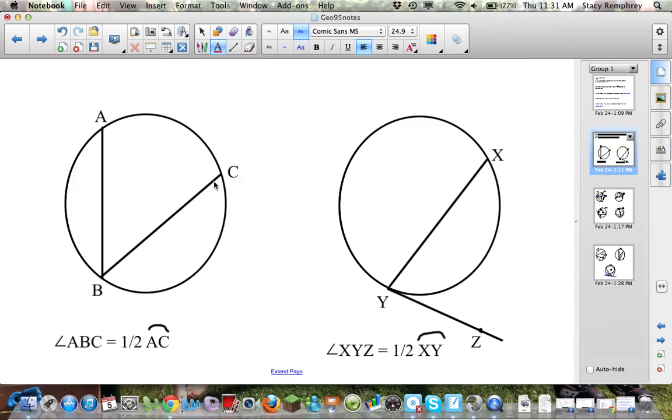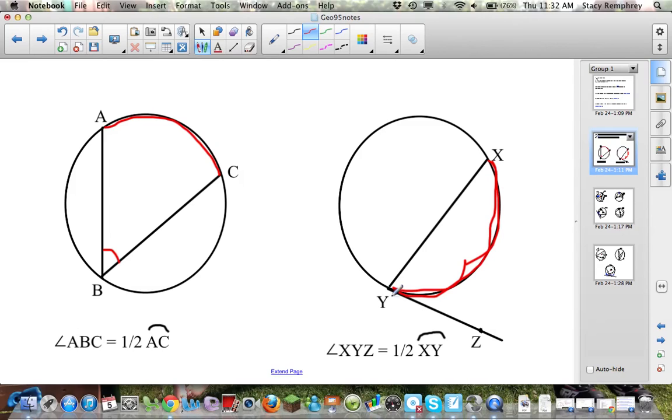Angle ABC is an inscribed angle. It's made of two chords with a vertex on the circle, and it's equal to half of arc AC. So this angle is equal to half of this arc. If you look at angle XYZ, think of it as a giant crocodile mouth. What part of the circle is it eating? It's eating this. So it's half of this arc right here.